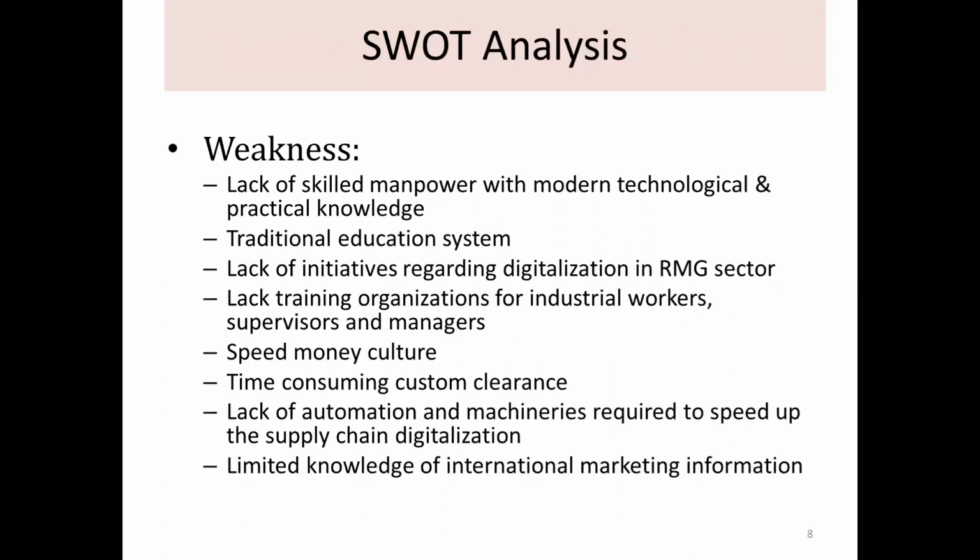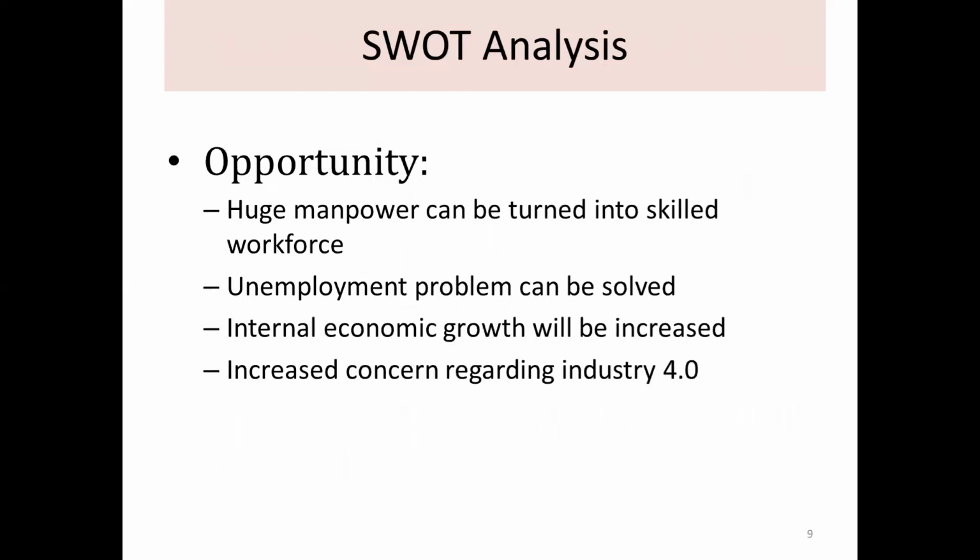The weaknesses of our apparel industry: lack of skilled manpower with modern technological and practical knowledge. We have a traditional education system, lack of initiatives regarding digitalization of the RMG sector, lack of training organizations for industrial workers, industrial supervisors, and industrial managers, speed money culture, a time-consuming customs clearance system, lack of automation and machinery required to speed up supply chain digitalization, and limited knowledge of international marketing information.